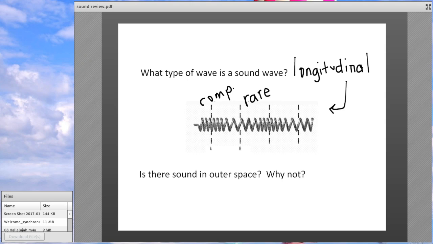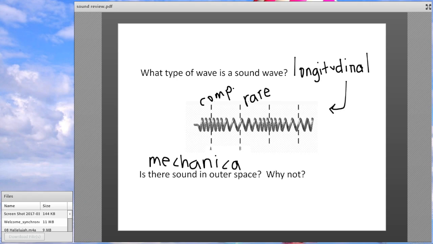Another important thing about sound waves is they're mechanical. Sound waves are mechanical waves, which means they require a medium. So then there's this question: is there sound in outer space?